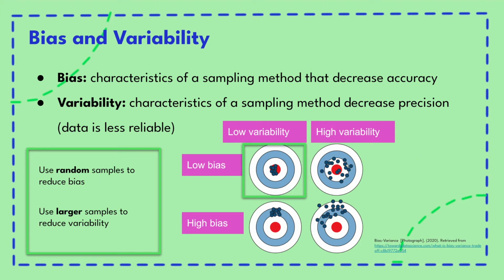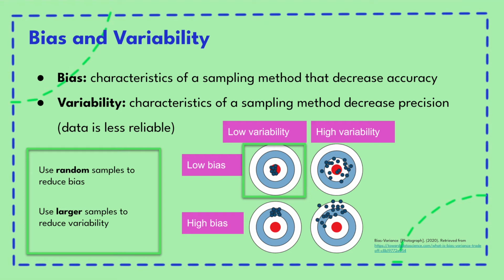A good sample is representative of the whole population and unbiased. Let's look at what bias and variability both mean. Bias are the characteristics of a sampling method that decrease accuracy, and variability is the characteristics of a sampling method that decrease precision, so the data is less reliable. Let's look at what both of those might mean together.